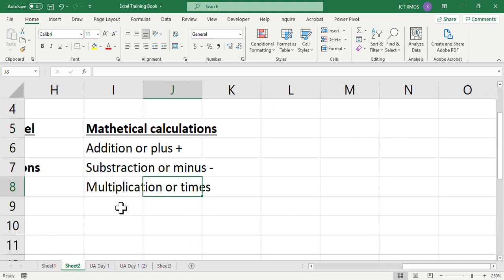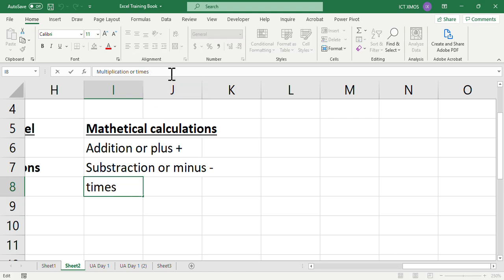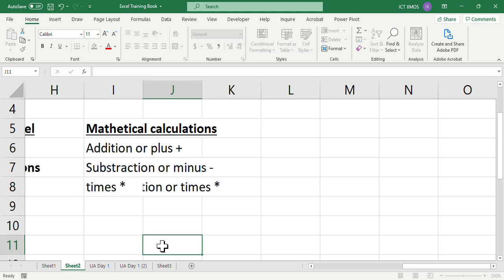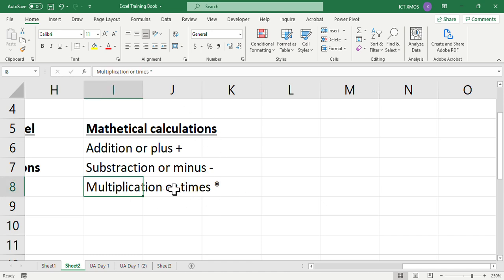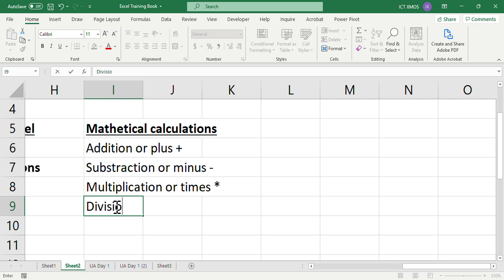So the symbol for multiplication in mathematics is X, but in Excel it is this sign, this asterisk. Then we have division. This is the symbol for division in Excel, the forward slash.